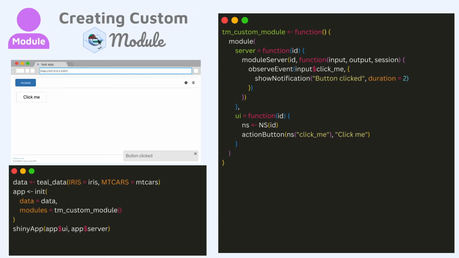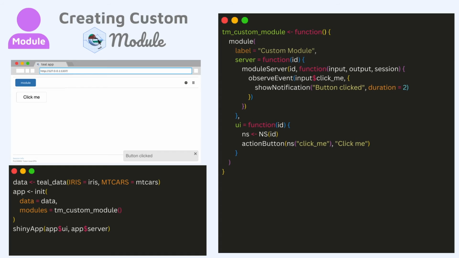Now let's gradually add more features to this module. We can add a custom label to this module using the label argument. It's a good idea to allow the app developer to edit this title. So we can get this label from an argument to our custom module function.